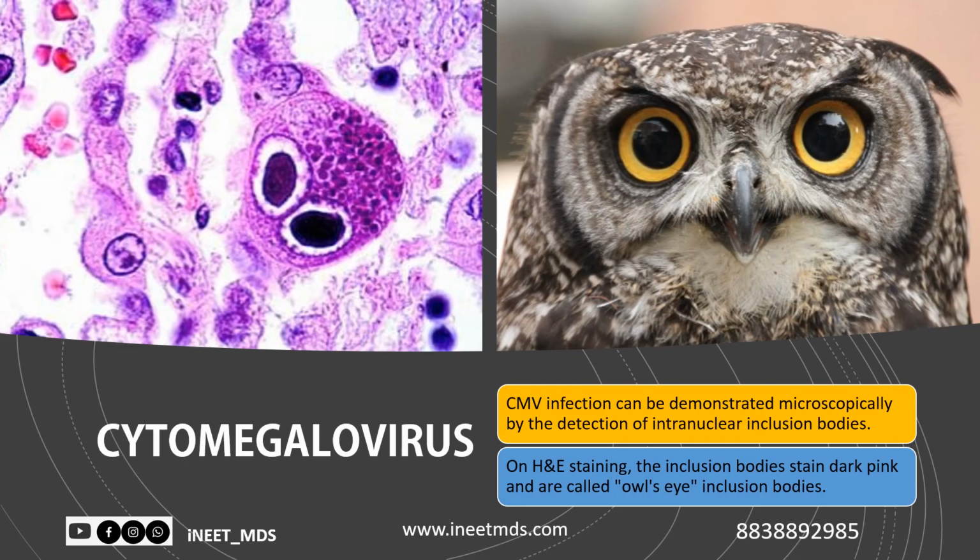Another very important feature related to cytomegalovirus is the inclusion body. Even if you do not know anything about the inclusion body, it is fine, but you should know the word owl's eye inclusion body. So in histopathology, you will see an inclusion body which stains dark pink and resembles an owl's eye. So owl's eye inclusion body is associated with cytomegalovirus.